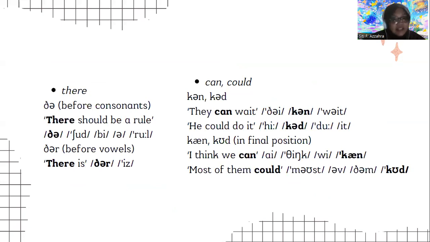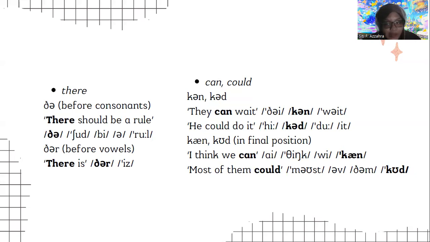And then we have there. If it came before consonants, it will be pronounced like there, as in there should be some rule. There should be a rule. And then if it came before vowels, it would be pronounced like there, like there is. And then we have can and could. Can and could are pronounced like can and could.